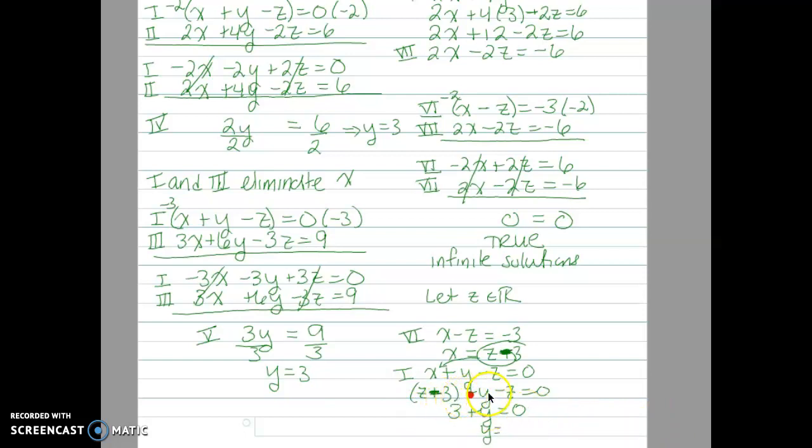Alright, so again, I'm just solving this equation for y here. I had a small sign error because x was equal to z minus 3. I forgot the negative there, so I just made that change. And then I get y is equal to 3.